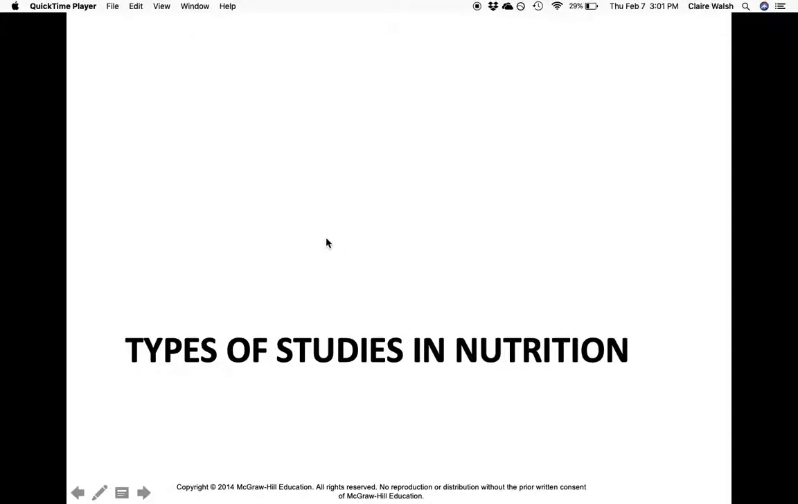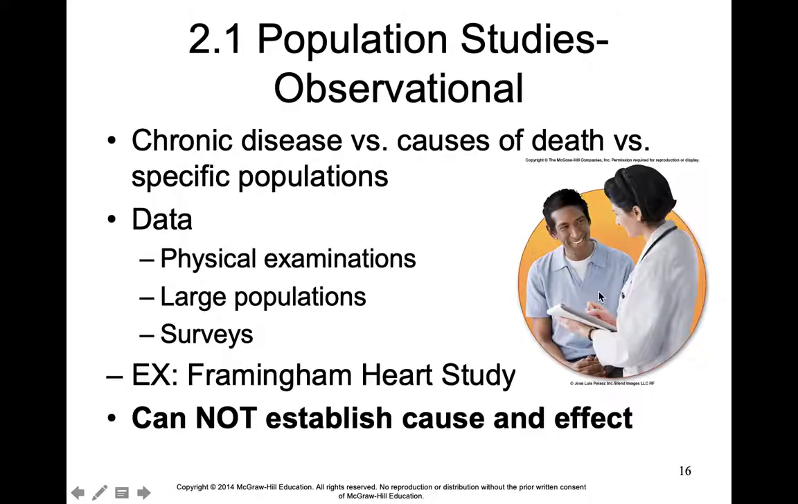Okay, welcome back. Video 2, we're going to talk about the types of studies that are conducted in nutrition science. The first type of study that we'll talk about is called a population study, and these are observational. There's not an intervention like there was in the example of the scientific method that we talked about in the first video. So what we're looking for in a population study is basically a certain chronic disease versus a certain cause of death compared to certain populations.